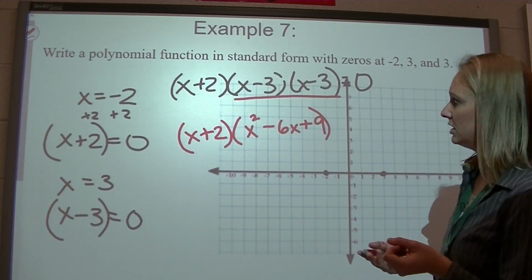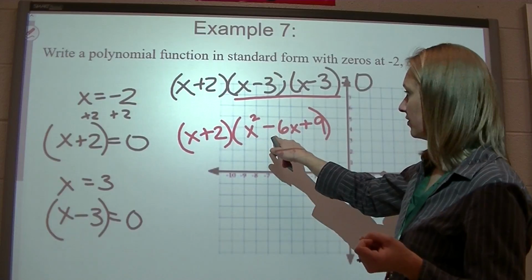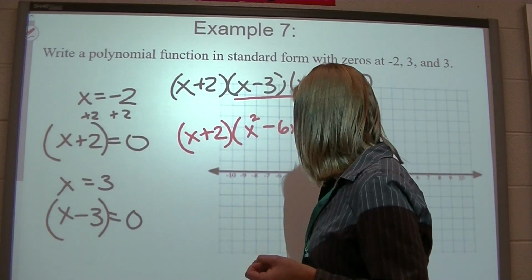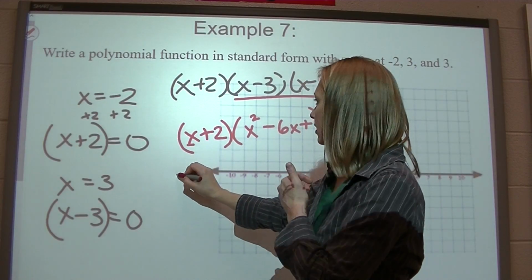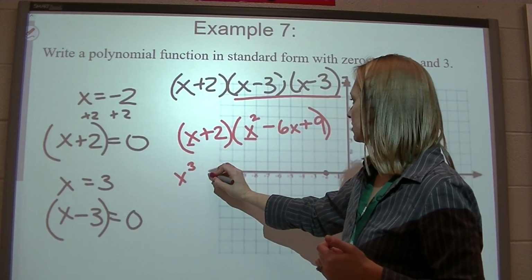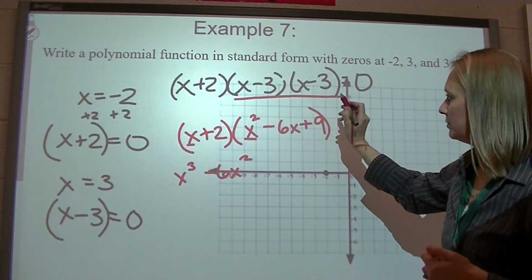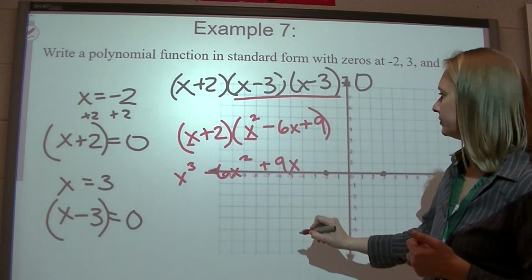So again, just like we did in example 1, we have to distribute every term in this parentheses to every term here. So we're going to do x times x squared, that's x cubed. We're going to do x times negative 6x, that's negative 6x squared. We're going to do x times 9, that's 9x.